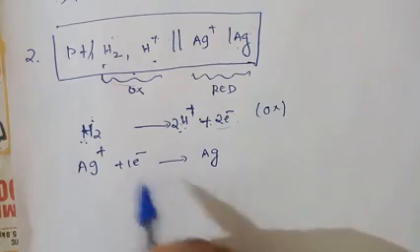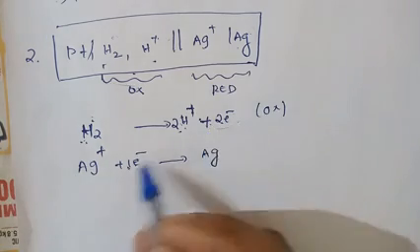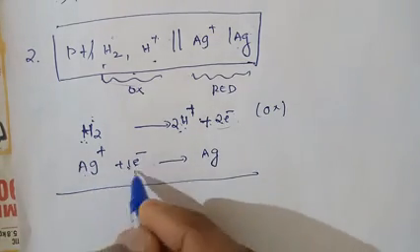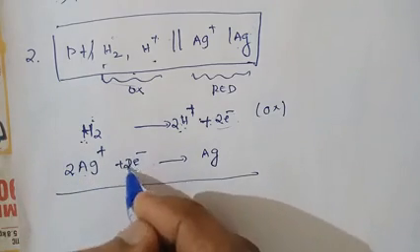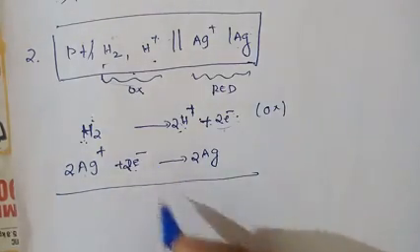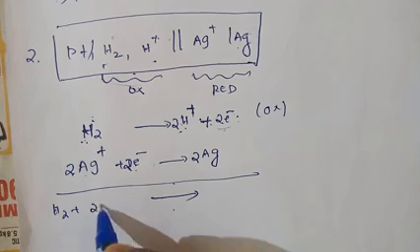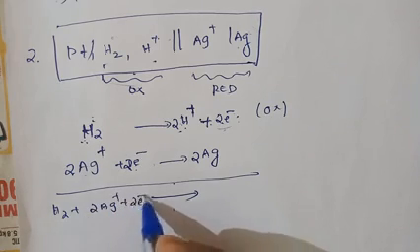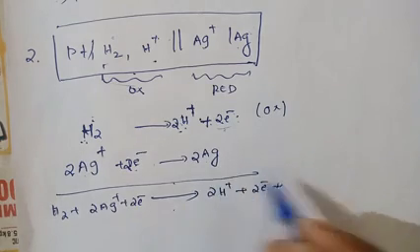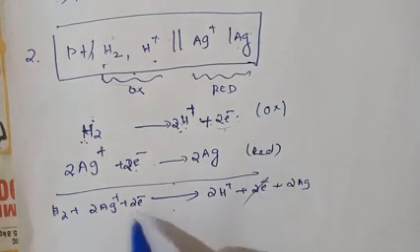Now, is it balanced now? No. Here 2 electrons are there. Here only 1 electron is there. To balance, I have to make this into 2 electrons. Then only these two get cancelled on adding. So how can I balance? Multiply this reaction with 2. 2Ag plus plus 2 electrons gives 2Ag. Now these will get cancelled on addition. So on addition, I wrote H2 plus 2Ag plus plus 2 electrons gives 2H plus plus 2 electrons plus 2Ag. Okay. 2 electrons got cancelled.